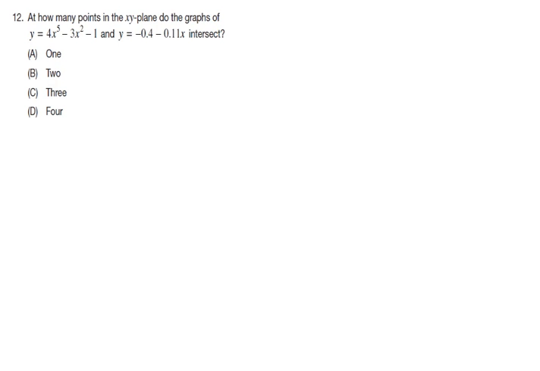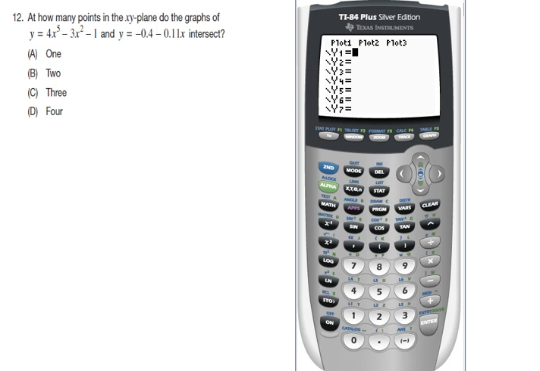In problem 12, we're asked, at how many points in the xy plane do the graphs of y equals 4x to the fifth minus 3x squared minus 1 and y equals negative 0.4 minus 0.11x intersect. And we'll definitely want to use our graphing calculators in this problem. So we just double check to make sure that we've input them correctly: 4x to the fifth minus 3x squared minus 1 and negative 0.4 minus 0.11x.